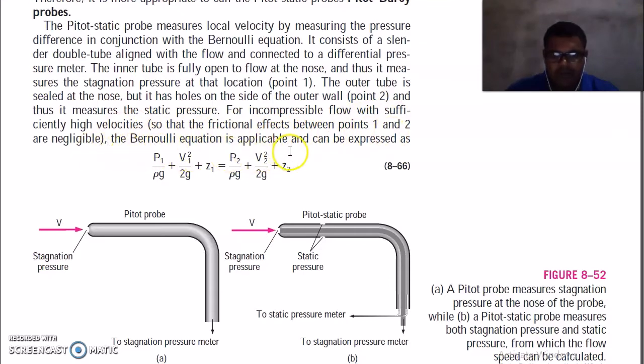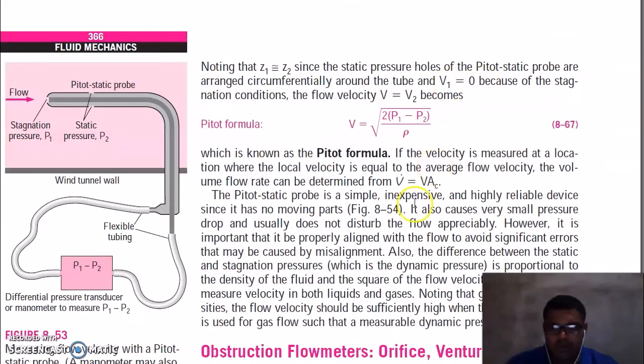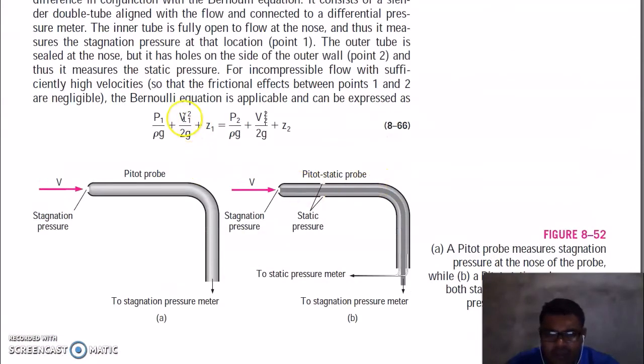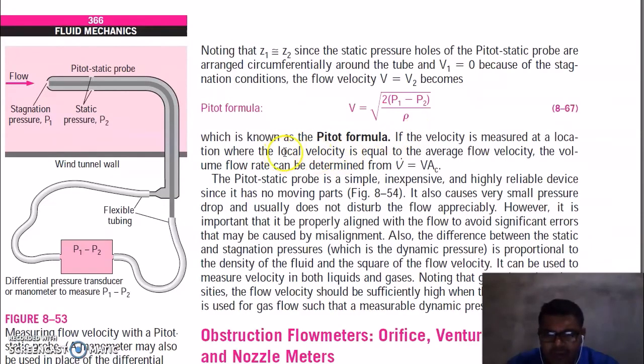Bernoulli's equation is applicable and can be expressed as follows. So this is Bernoulli's equation applicable for this Pitot static probe. Now Z1 and Z2 are the same because it is aligned horizontally. These two holes are almost at the same height. So Z1 and Z2 can be dropped, and V1 is also 0 because of the stagnation conditions. And the flow velocity V equal to V2 becomes the square root of 2 times P1 minus P2 divided by density. By putting in these zeros and rearranging, you will get only V2, which is this. This is known as the Pitot formula.